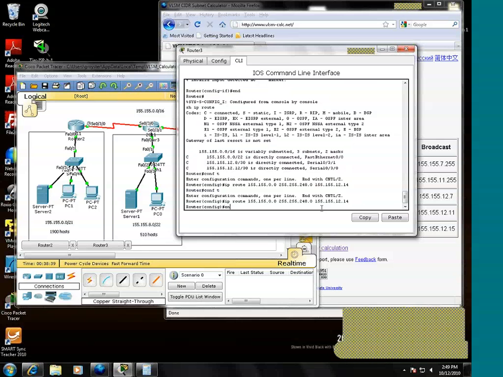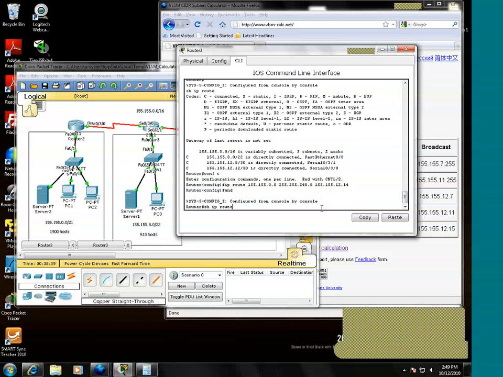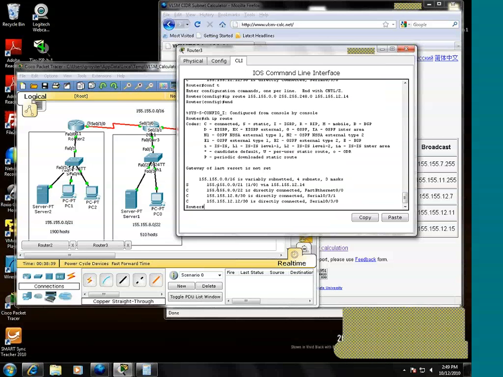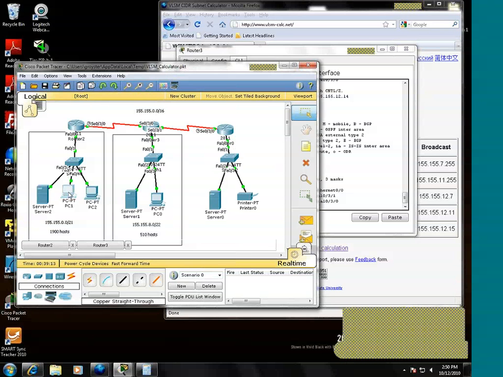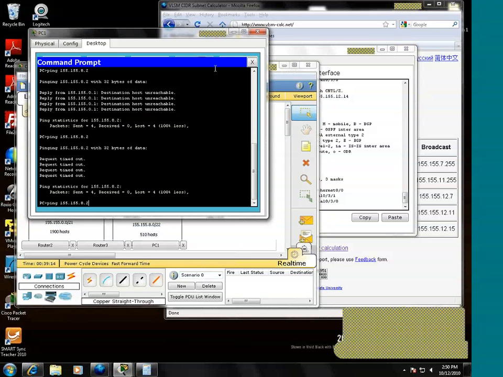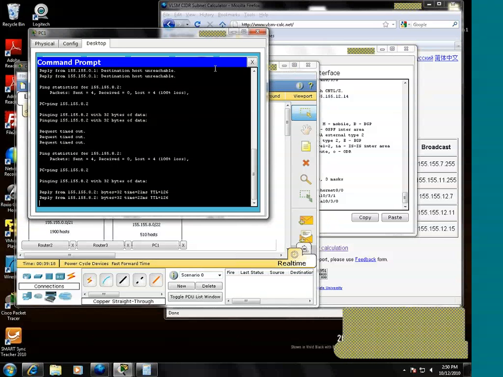Okay, let's take a look at the routing table. All right. The destination network is now there. We see 155.155.0.0. And we see the S to the left of that network. That means static. That's a static route. The C indicates a directly connected network. So should we be able to ping the server and get a response now? We should. Let's give it a shot. Yeah, we get a response.